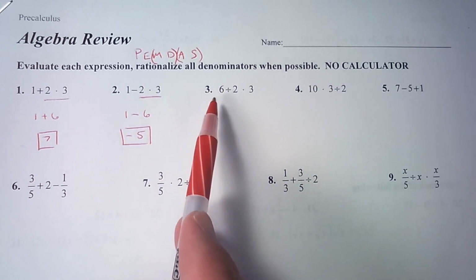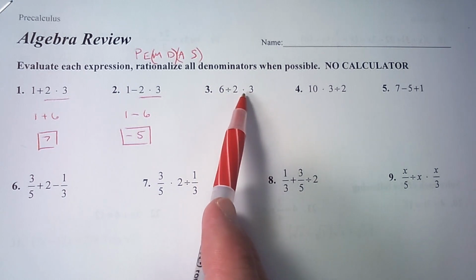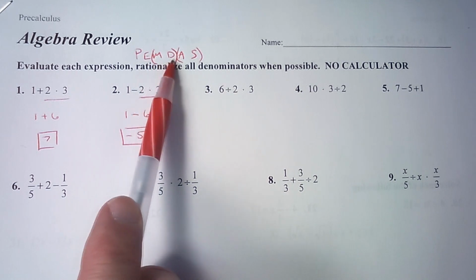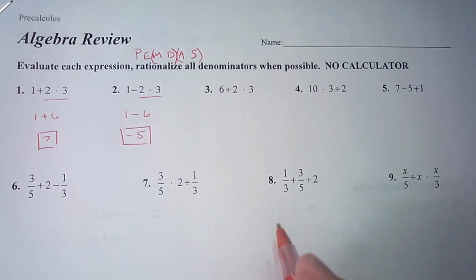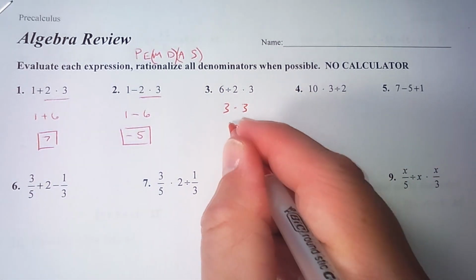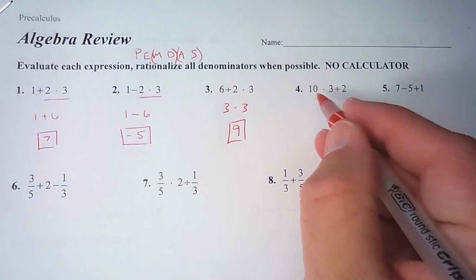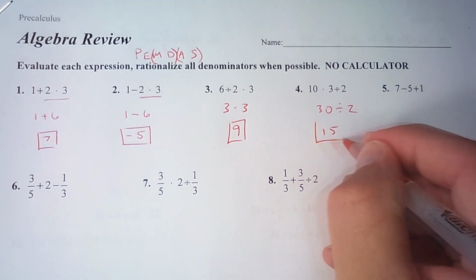Number 3, 6 divided by 2 times 3, it has multiplication and division. Even though multiplication is listed first here, we do them left to right. They have the same priority, so we're going to do the division first. 6 divided by 2 is 3, and 3 times 3 is 9. Number 4, 10 times 3 divided by 2. Again, multiplication and division. We go left to right. 10 times 3 is 30. 30 divided by 2 is 15.